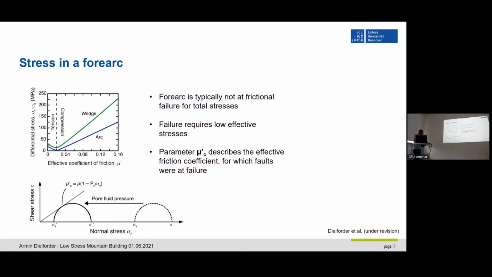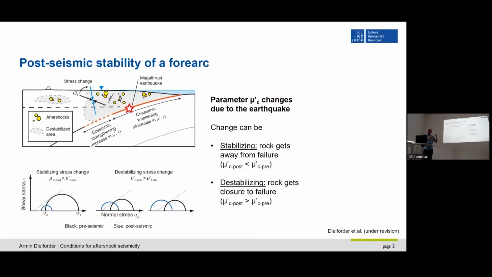If we know the total stresses, we can calculate this parameter here, which gives you the effective friction coefficient for faults in the forearc, for which these faults were at failure, for which these conditions would be met that you see here on the left. And if with an earthquake the differential stress changes, then this parameter, this effective friction coefficient, also changes. It is not a real friction coefficient of a given rock, it is just an indication of the friction coefficient that we would need to ensure that the rocks can be at failure.